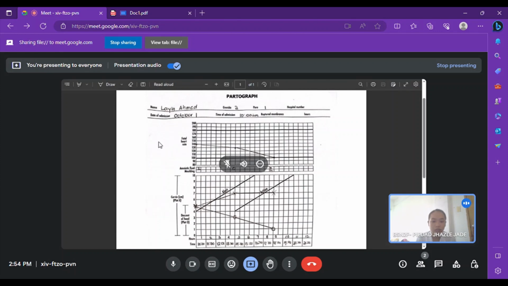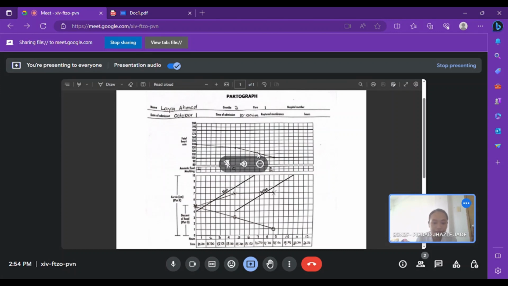As you can see, upon admission, the fetal heart rate is 140 and has an intact membrane here. Then after 4 hours, the fetal heart rate lowers from 140 to 130 and the membrane has ruptured and the amniotic fluid is clear here.